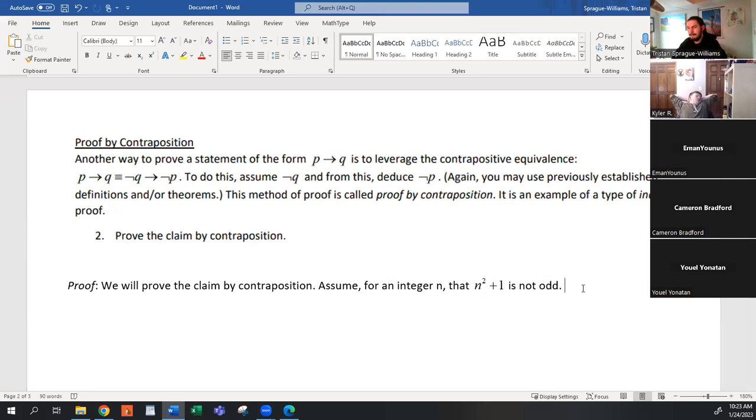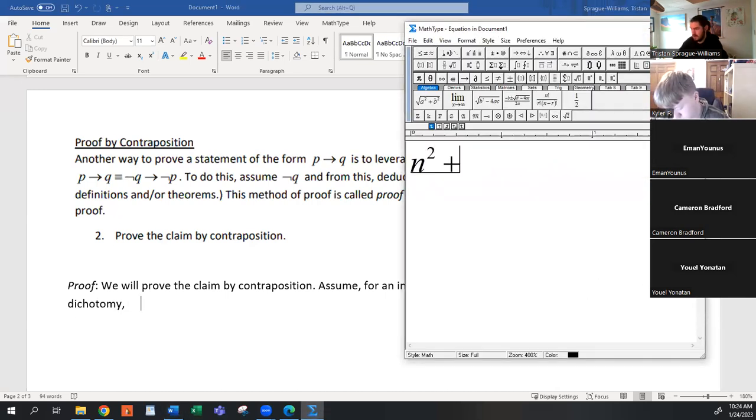Now we can use the dichotomy. Every integer is either even or odd, right? So we can say, then by dichotomy, the even or oddness of a number is called parity. That sounds kind of fancy, but it's sort of fun. Then by parity dichotomy, n squared plus 1 must be even.